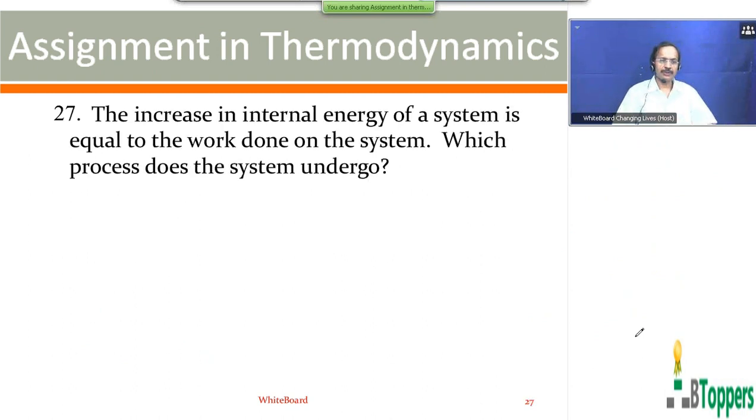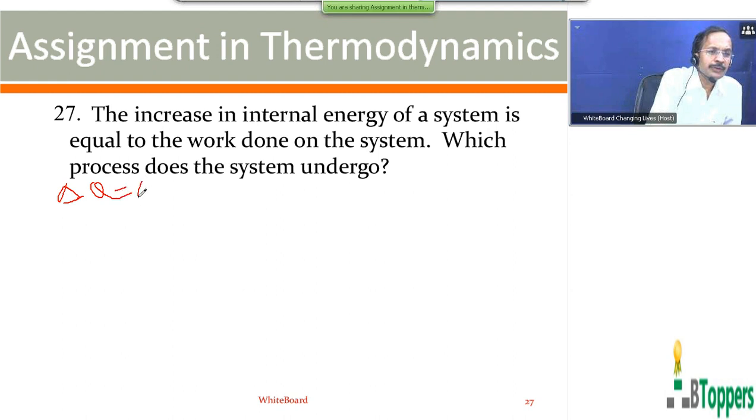See question number 27. The increase in energy of the system is equal to the work done on the system. Which process does the system undergo? So delta Q equals delta U plus delta W, where work done by the system is denoted by delta W. So we consider work done on the system. Given that the increase in energy of the system is delta U, that is the same as the work done on the system.